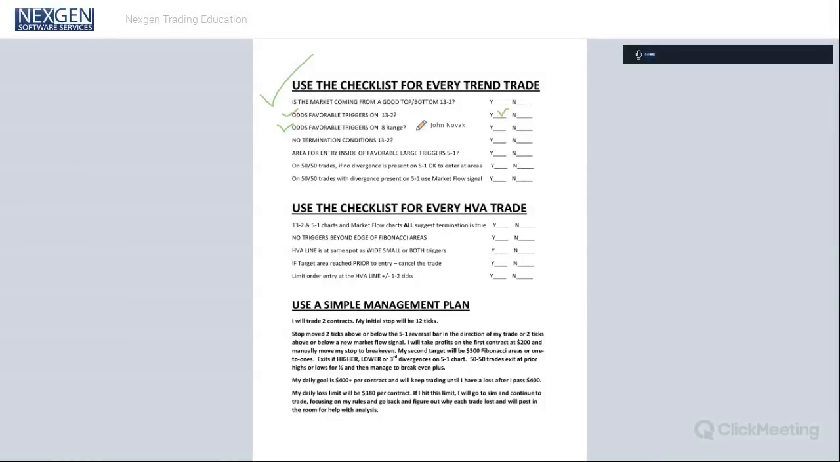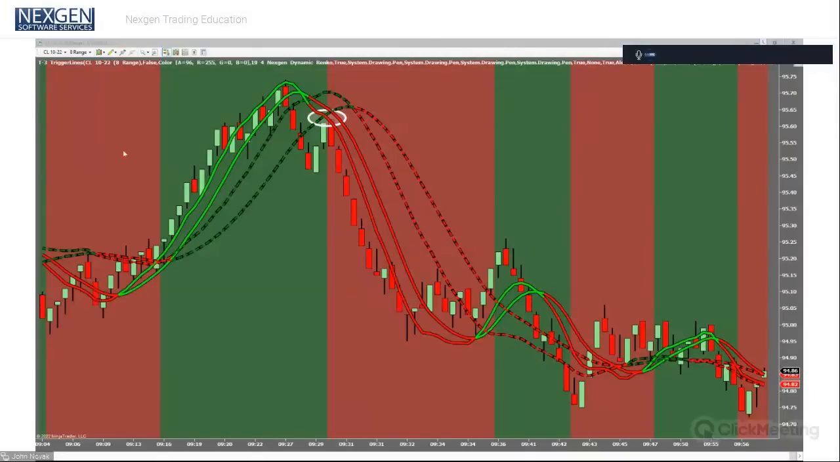Odds favorable triggers on the 8 range. What the hell does that mean? It means the exact same thing that you guys have on the 13-2 chart. Here, look. Let me build a chart. I'll build an 8 range chart for you real quick. Two seconds. All right. Can you guys see my chart?